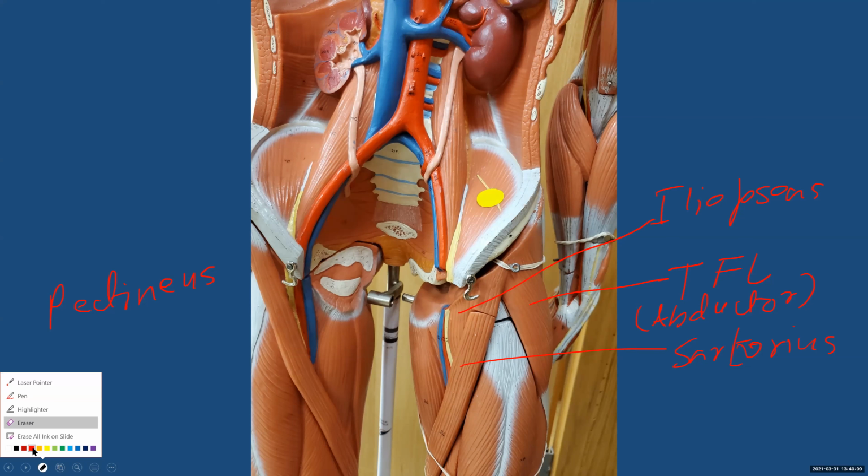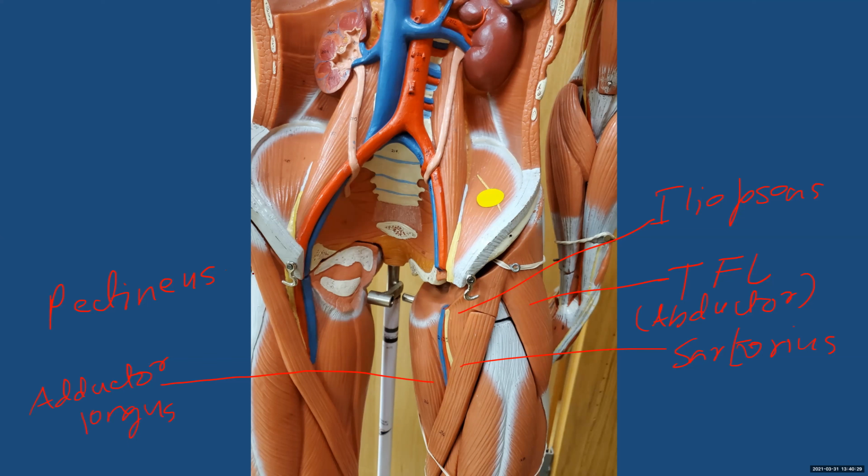So pectineus, we just looked at pectineus. This is pectineus. Inferior to pectineus, this muscle is known as adductor longus. So here is the pectineus, here is the adductor longus. Look between the two. This is the border of the adductor longus. This is the border of the pectineus. There's a tiny glimpse. This is what we call the adductor brevis.